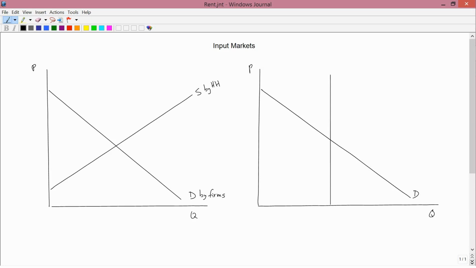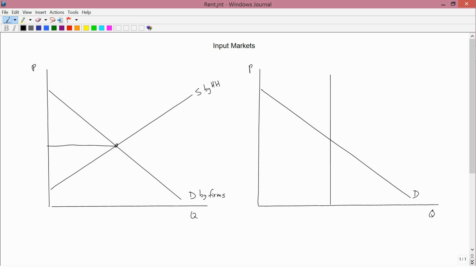We now turn specifically to a study of input markets. That is, situations where you have, as I have on the left-hand diagram, supply by households and demand by firms. Let's think about the notions of social surplus in that case. Again, with simplicity, let's suppose that we're discussing this point where supply equals demand.